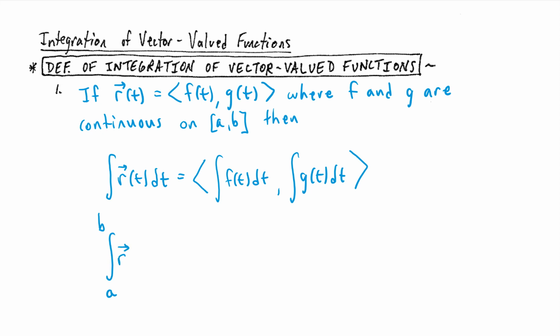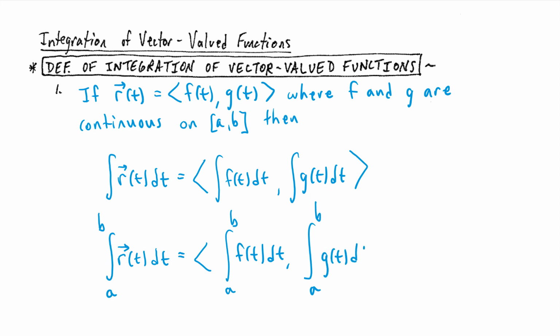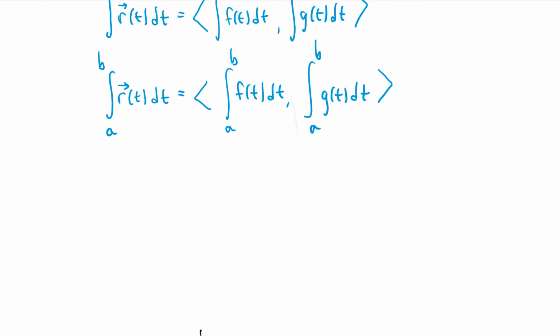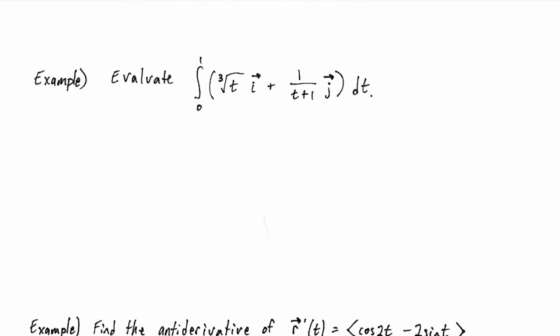And if you had a definite integral, which is why we needed continuity on the interval, again no surprise, you just do the definite integral of f and g individually. So no new fancy formula, nothing out of the ordinary. This works pretty much as you would hope it would, since we already have enough to keep track of so far in the course. So let's give this a whirl.